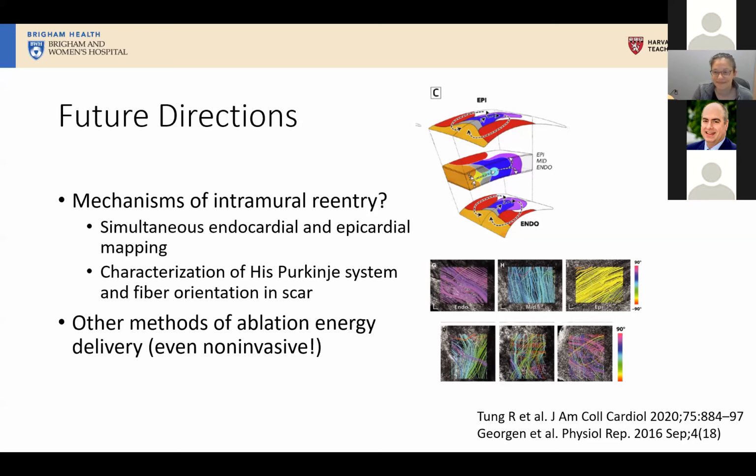I guess one of the things that a lot of people have been wondering is that endpoints for ablation can be very difficult in this patient population. What's your ideal endpoint, and what are you satisfied with when you're done with one of these procedures?